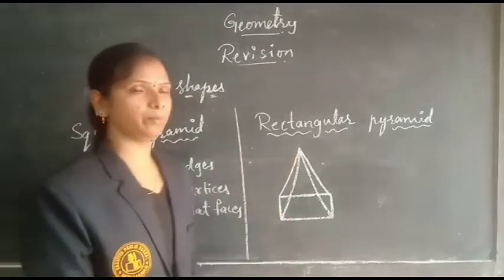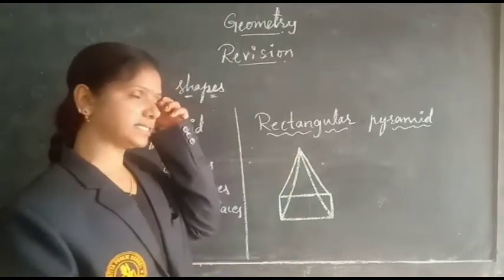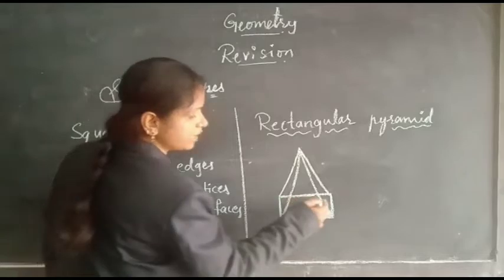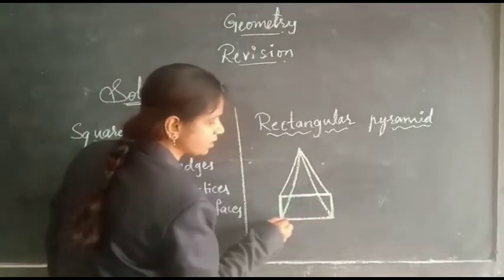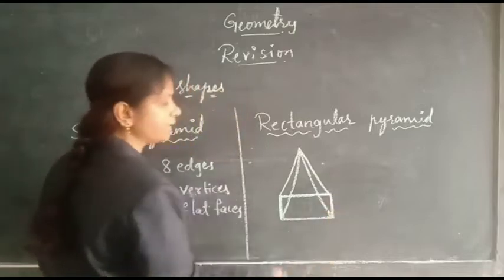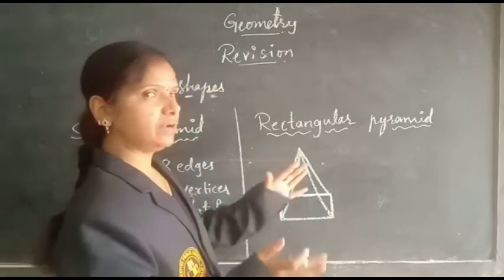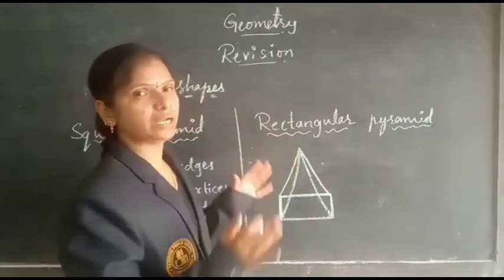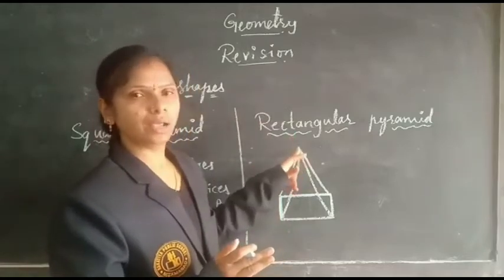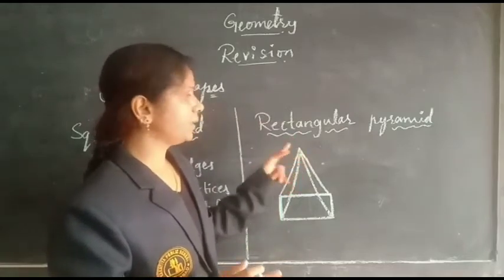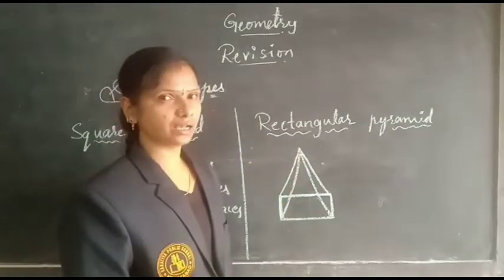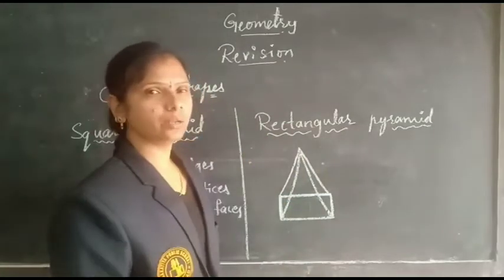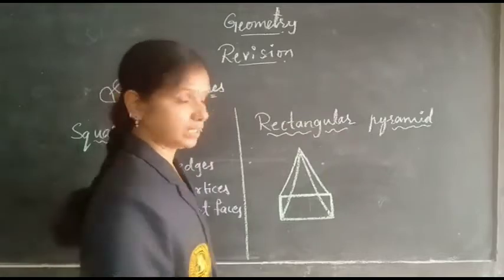Coming to the rectangular pyramid, why are we calling it a rectangular pyramid here? The base of the rectangular pyramid should be in the rectangular shape. And for the pyramid, all the side flat faces should meet at one place at the top, and at the top it should have one tip. So this is a pyramid and the base is in the rectangular shape. So, rectangular pyramid.